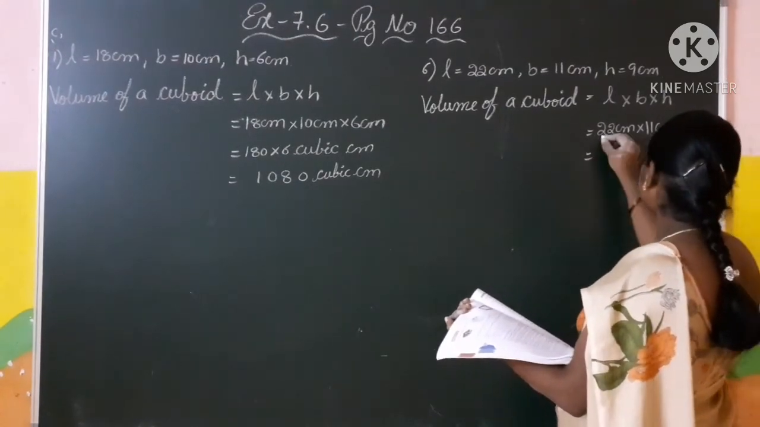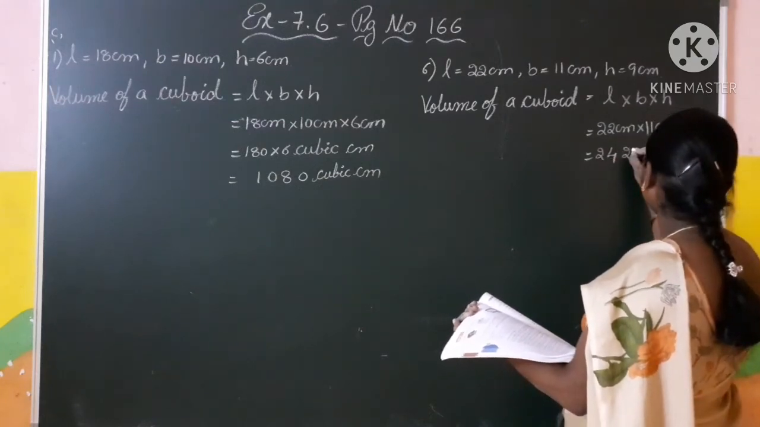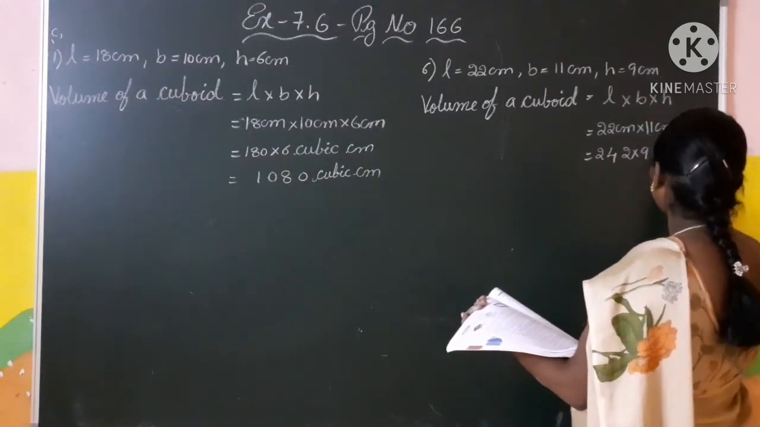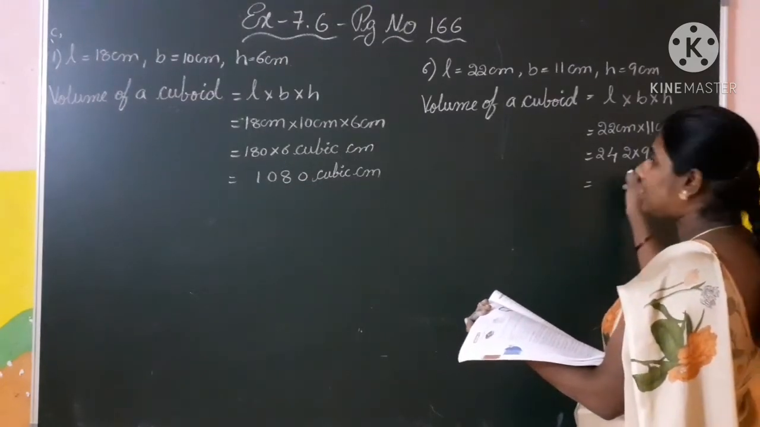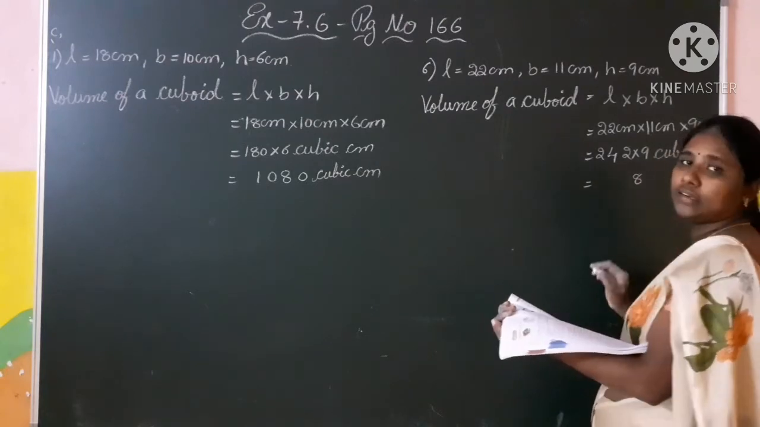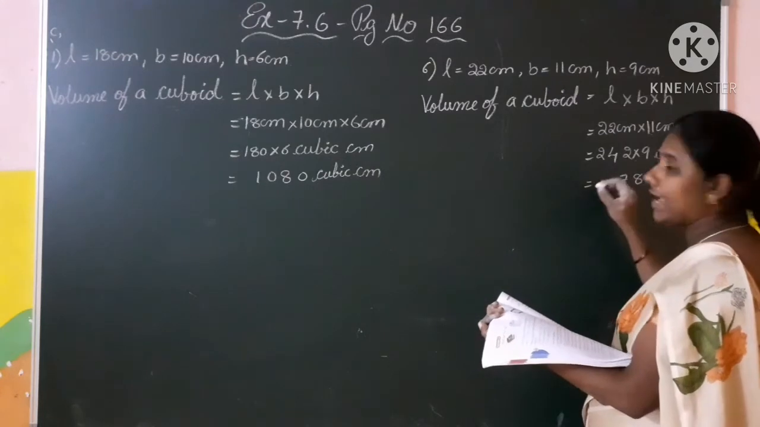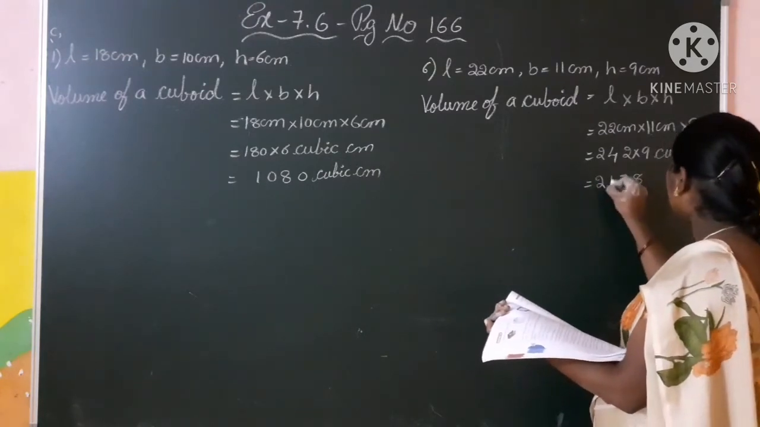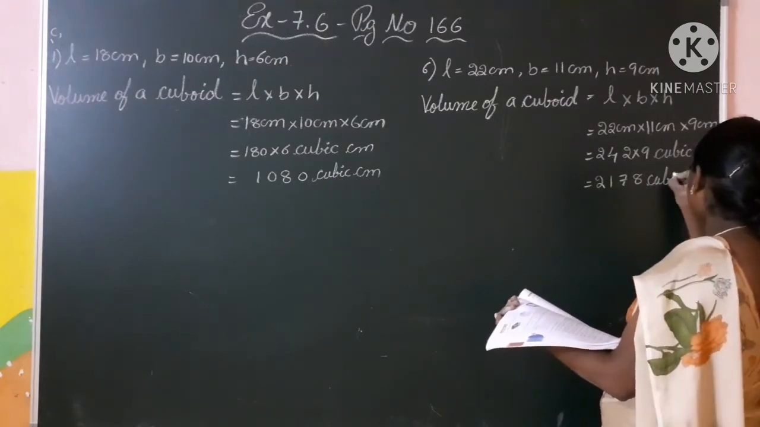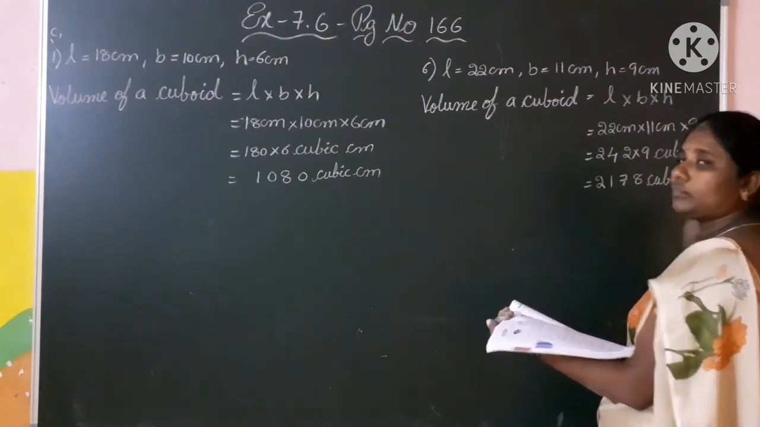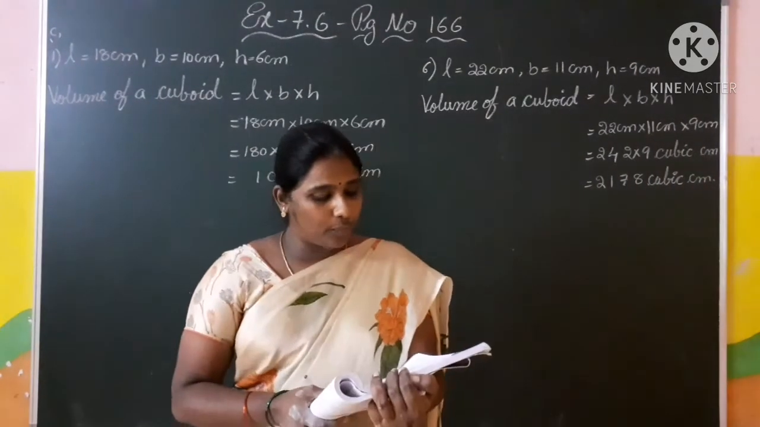So first multiplying these two, 11 2s are 22, 11 2s are 22 plus 2, 24, into 9 cubic centimeter. So multiply with 9, 9 2s are 18, 9 4s are 36 plus 1, 37, 9 2s are 18 plus 3, 21. So 2178 cubic centimeter. Next, see the D Roman, solve these word problems.